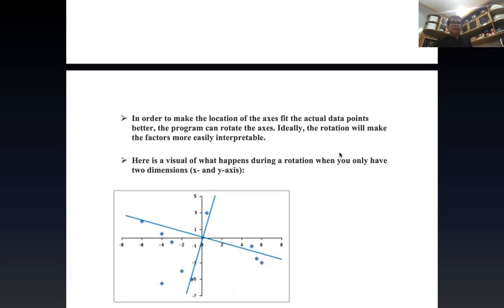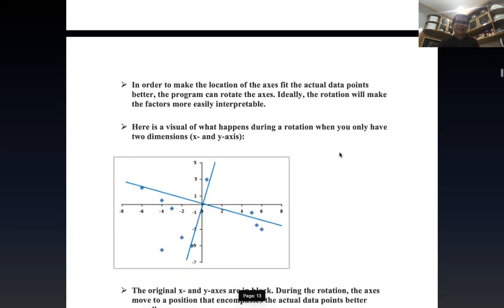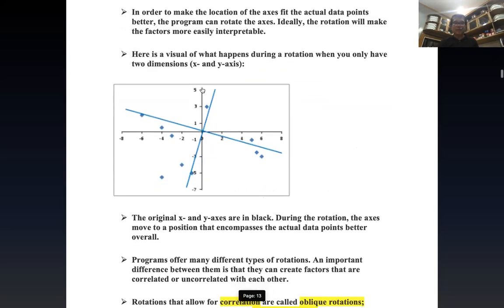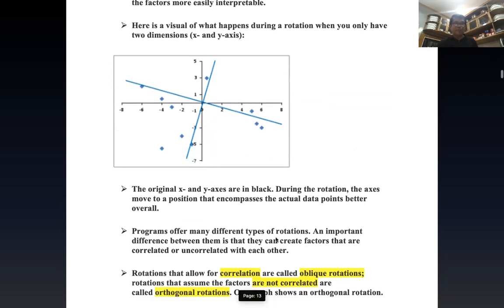Here is a visual of what happens during a rotation when you only have two dimensions, x and y axis. So here's the figure. The original x and y axis are colored in black. During the rotation, the axis moved to a position that encompasses the actual data points better overall.